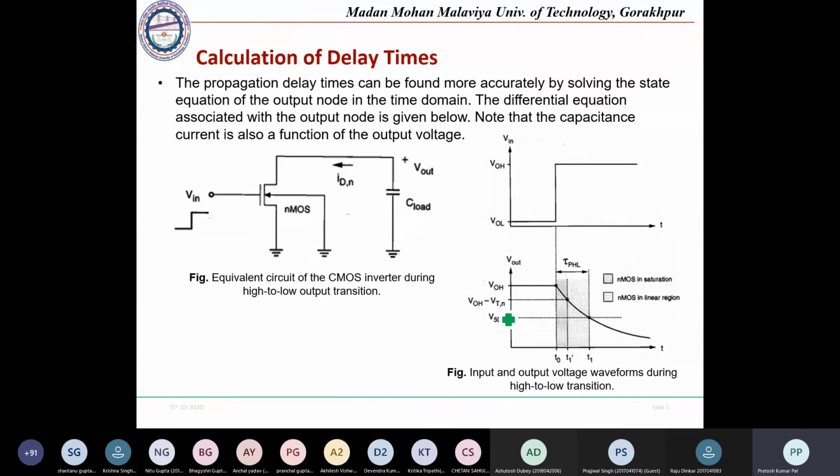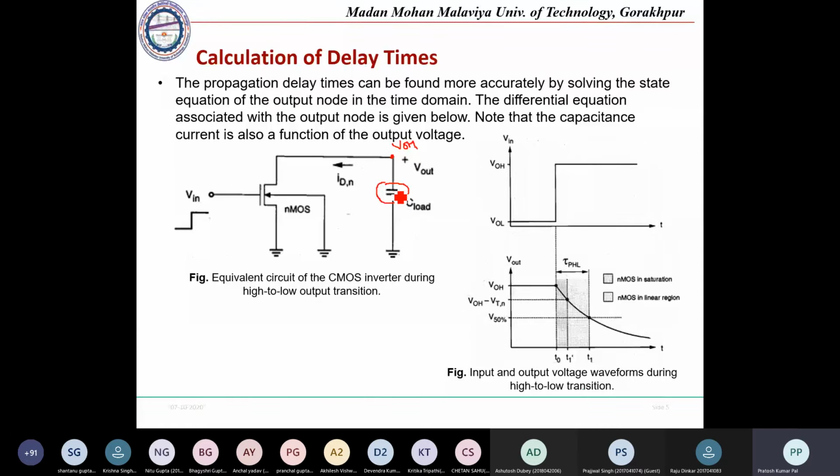Once the output is going from high to low, the output voltage, V output, at the starting should be at the maximum value, that is VOH, and it is going to be discharged. Once it is high, this high will be represented by the capacitor value. Once the capacitor has charged to a high value, that will be your output voltage.